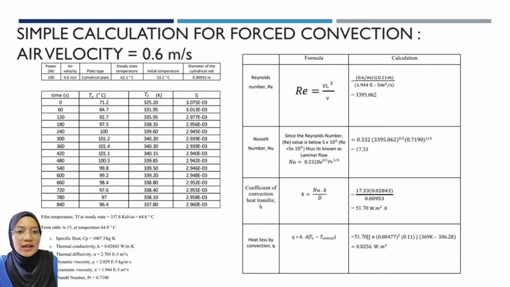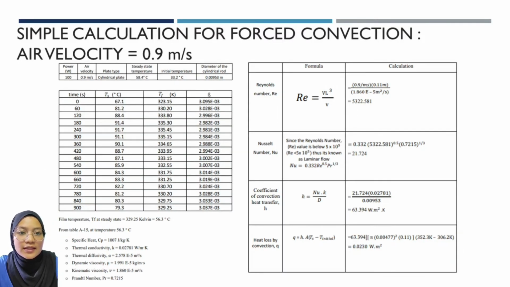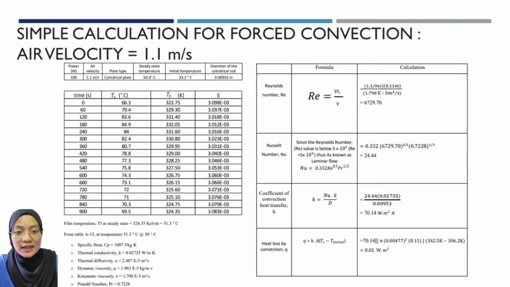And this is the sample calculation for air velocity 0.6 meter per second. Next, 0.9 meter per second. And lastly, 1.1 meter per second. I think that's all from me.